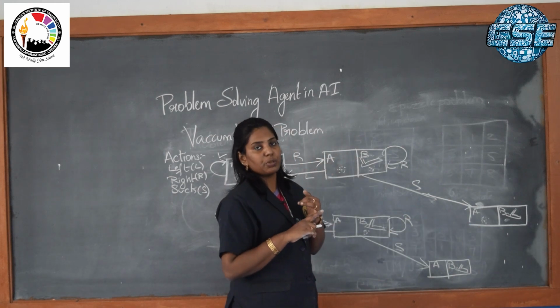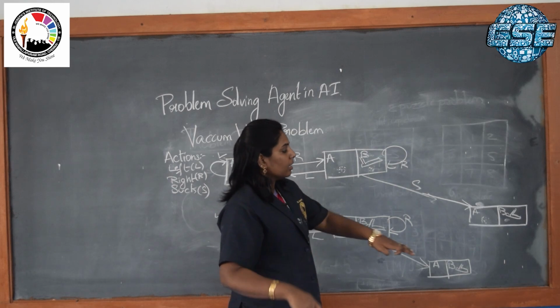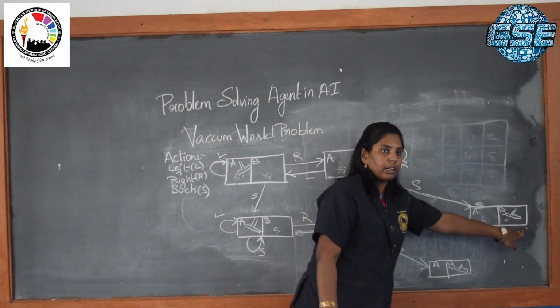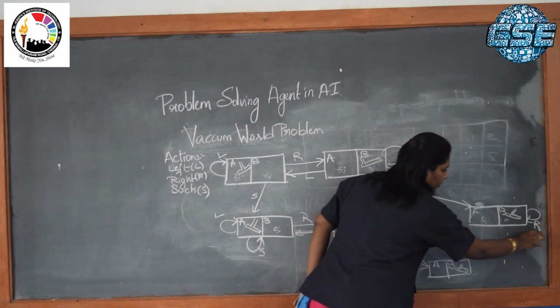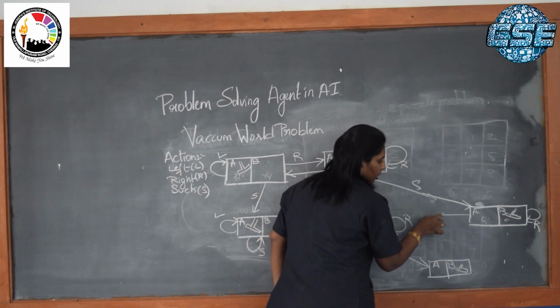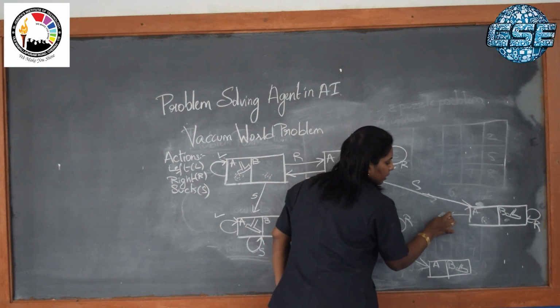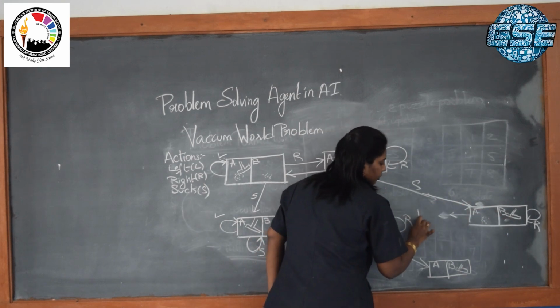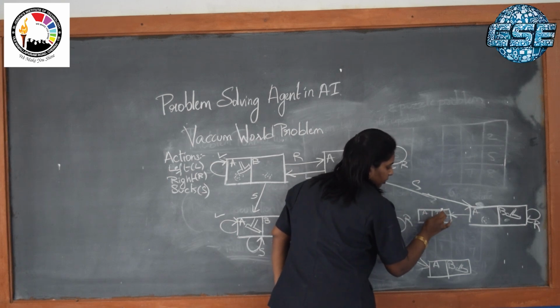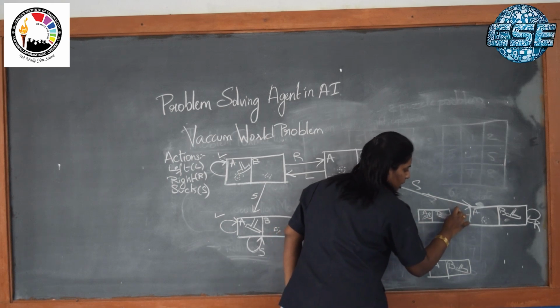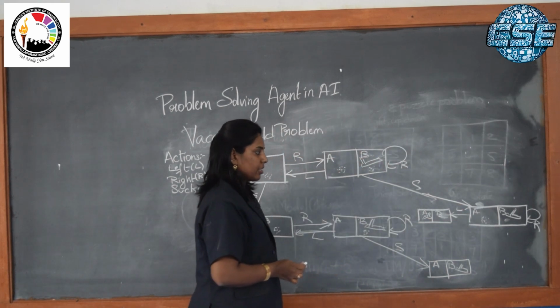Actions are three actions: one is left, right and suck. Here for right, we can't go beyond the B room, so the right will be formed as a loop only. Again left: move the vacuum to the left room. We are moving the vacuum to the left room with the dirt inside the A. So this will be one of my actions.